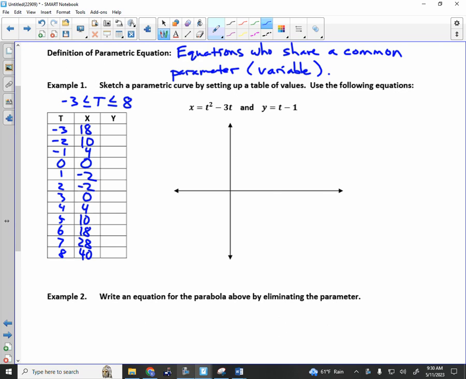We compute our x values. Let's compute our y values. These go a lot quicker. Y says you just take the time and you subtract 1. So what do you get when you take the time and subtract 1? -4, then -3, -2, -1, 0, 1, 2, 3, 4, 5, 6, 7.